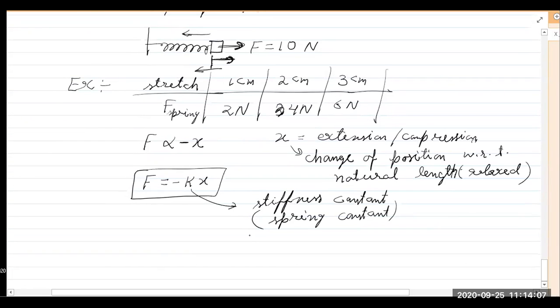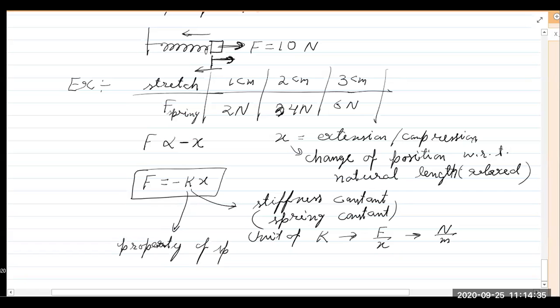And what will be its unit? The unit of K will be what? This is force per unit length. So force per unit length means Newton per meter. So the unit of K is Newton per meter. And K is a property of a spring.